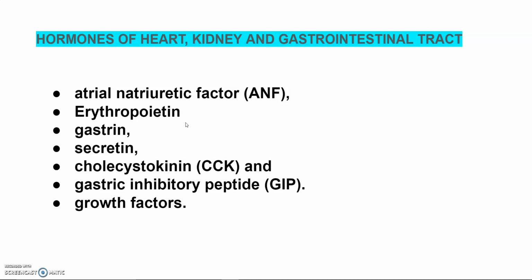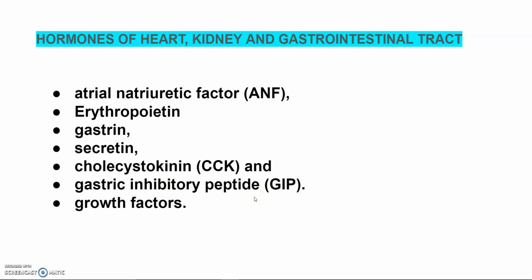Endocrine cells present in the different parts of the gastrointestinal tract secrete major peptide hormones, namely gastrin, secretin, cholecystokinin, CCK, and gastric inhibitory peptide. Gastrin acts on the gastric glands and stimulates the secretion of hydrochloric acid and pepsinogen. Secretin acts on the exocrine pancreas and stimulates secretion of water and bicarbonate ions. And cholecystokinin acts on both the pancreas and gallbladder and stimulates the secretion of pancreatic enzymes and bile juice.